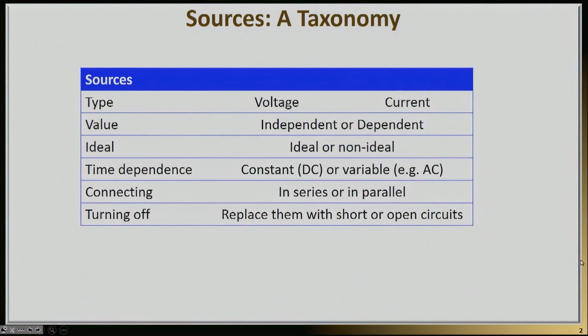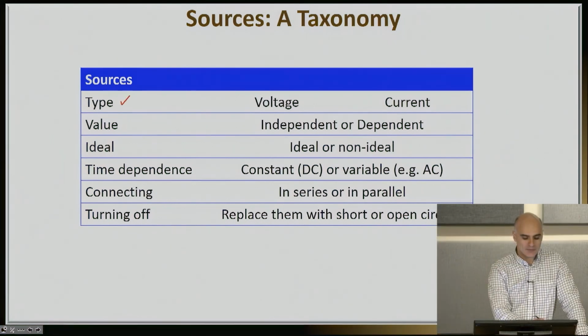This particular table here gives one taxonomy that we're going to be using in this class to essentially understand different types of voltages and currents and different types of ideal or non-ideal conditions. So let's go here line by line to give you a little bit of a viewpoint of what we will be talking about. So first of all, let's focus on the type of a source.